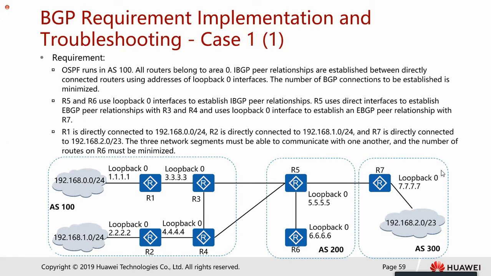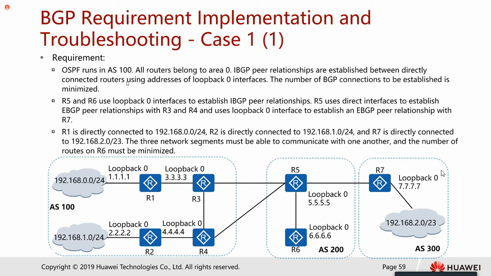So the next one we look into is the BGP requirement implementation and also the troubleshooting on the different cases. They have case one and case two. For this requirement, OSPF runs in AS100, and all routers belong to area 0. IBGP peer relationships are established between directly connected routers using the address of the loopback 0 interface. The number of BGP connections to establish is minimized.